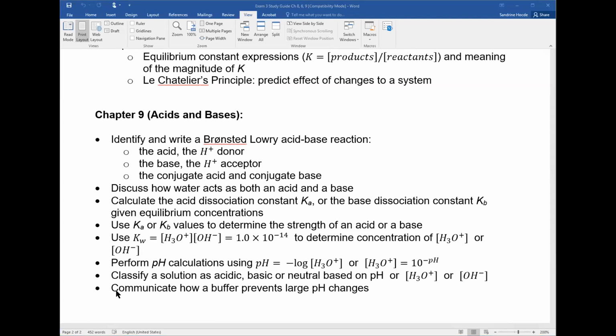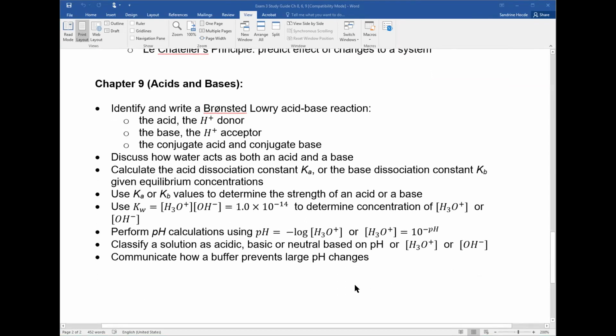And so lastly, you need to be able to communicate how a buffer prevents large pH changes. So the lab can help you with that. Let's look at the slides.